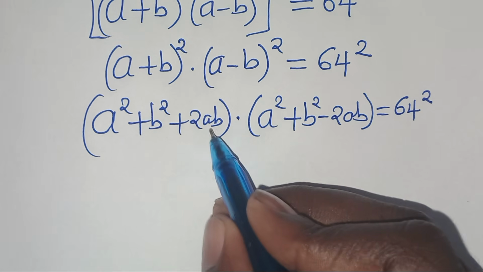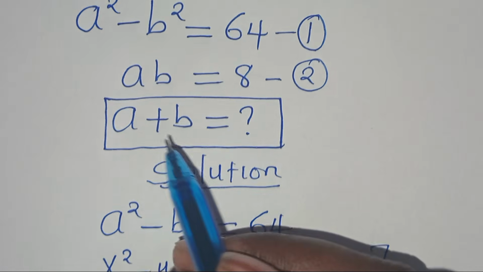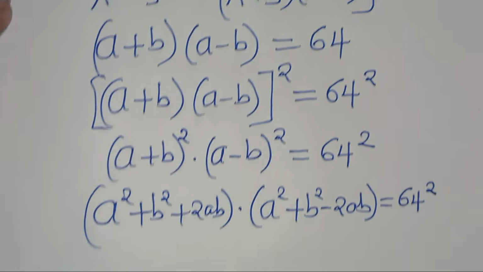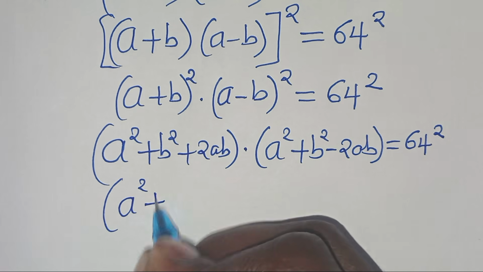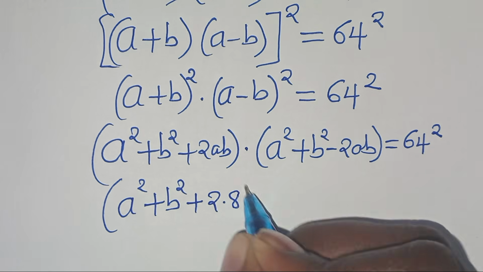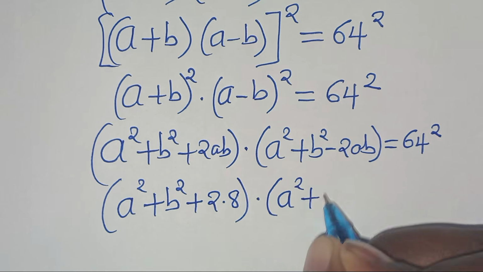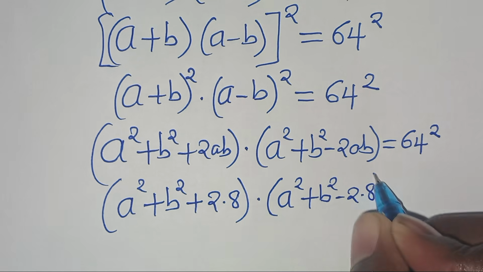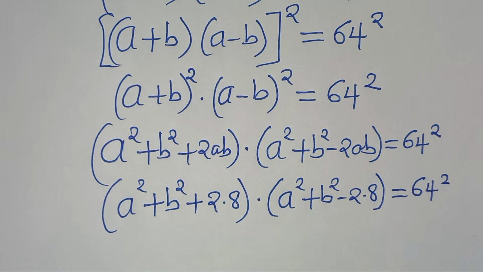Now, we have that a times b, this is what we have in equation 2. A times b is the same thing as 8. So let's substitute where we have a times b with 8. So now we have a squared plus b squared plus 2 times 8, then times a to the power of 2 plus b to the power of 2, subtract 2 times 8, close the parentheses. This is equal to 64 raised to the power of 2.